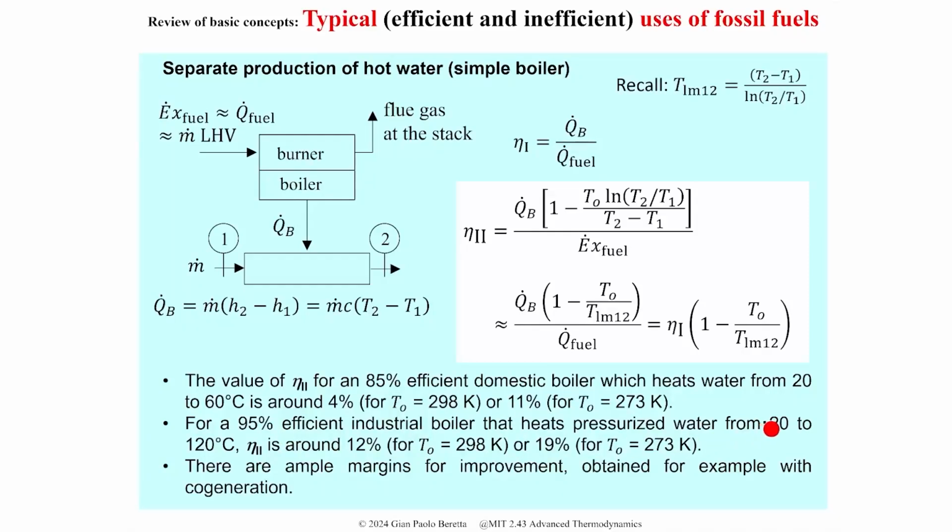If you go from, maybe this is not right, this should be a 60. Probably these numbers, I think I did that from 60 to 120. Well, check the numbers if you are interested. And it gives 12% in the summer and 19% for second law efficiency during the winter. So there are ample margins of improvement.